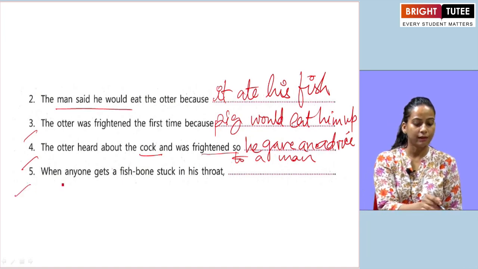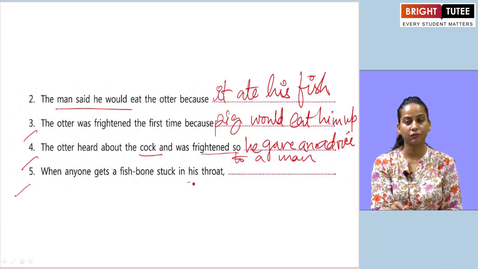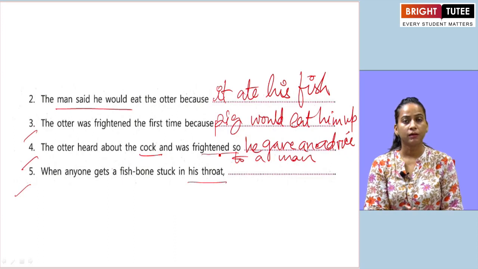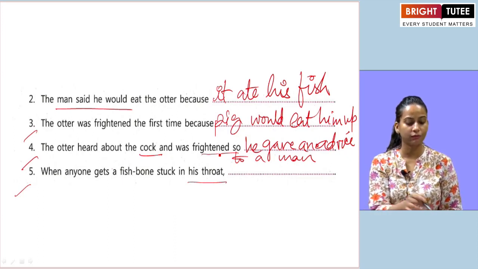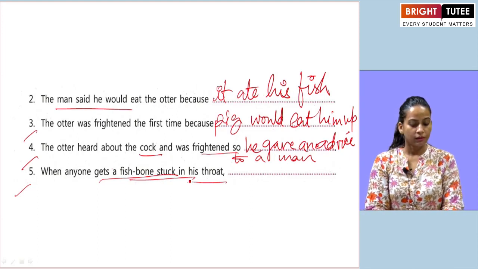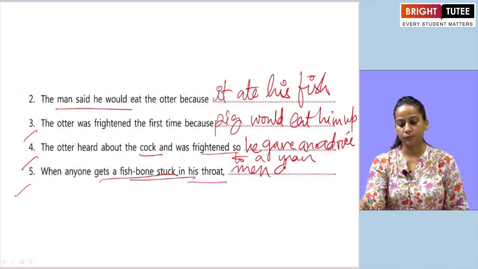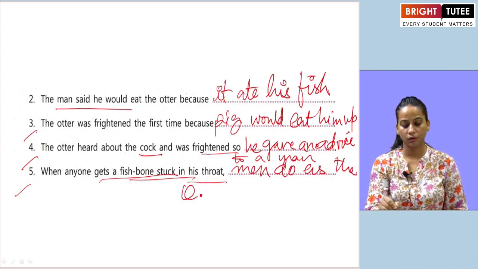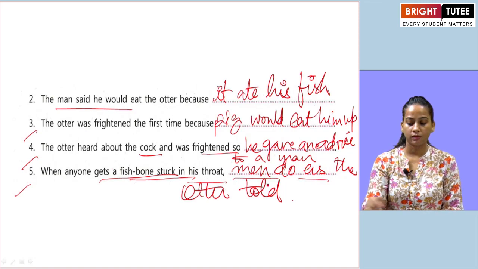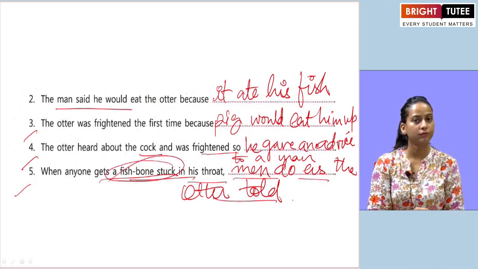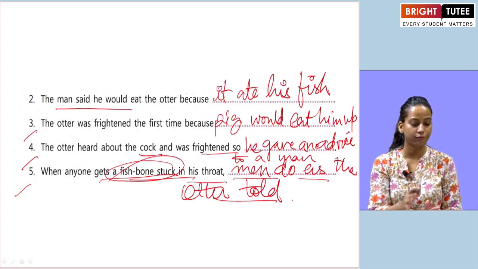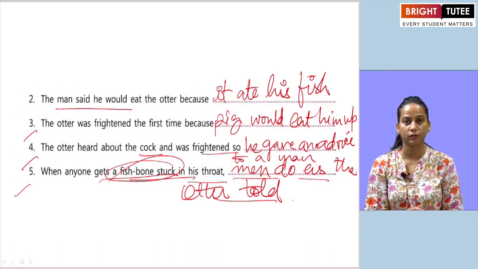Clear? Then next is, when anyone gets a fish bone stuck in his throat. If somebody is getting that kind of effect, what are they going to do? We have to mention what is going to be done if such a situation takes place. So we'll mention men do as the otter told. So this is the outcome. So we have seen the cause and effect relation here, and based on that we have filled all the blanks given based on the story.